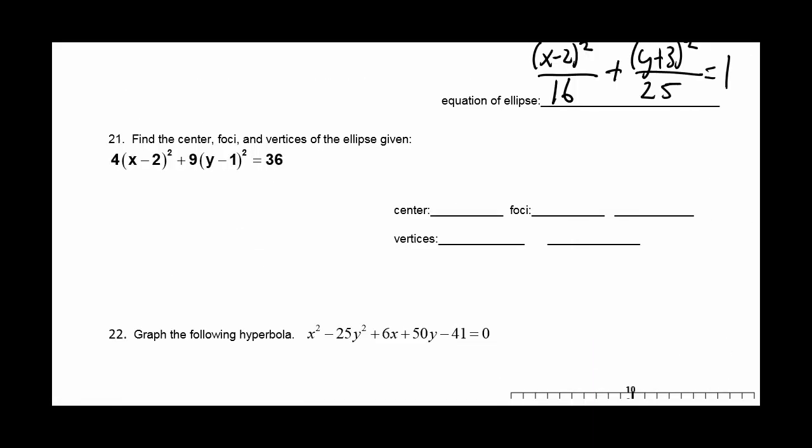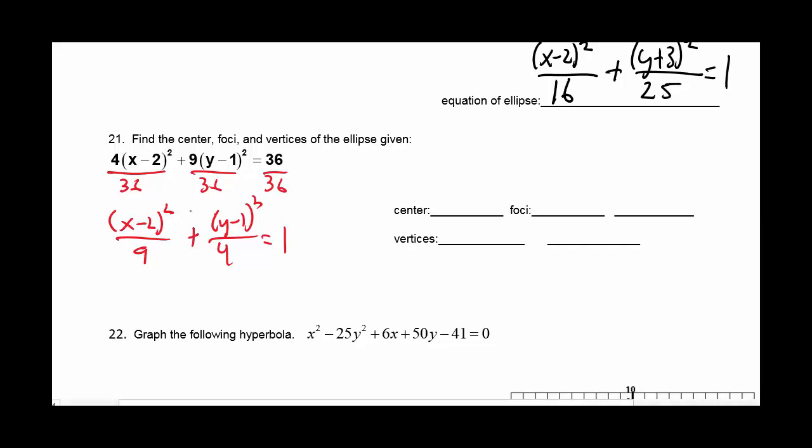First task in 21 is to put it into correct form, so I need to divide by 36. And so I get (x - 2) squared over 9 plus (y - 1) squared over 4 equals 1. Okay, so first task, let's find the center. The center, looking at the parentheses, is just the opposite of what I see. So the x part is 2, so it's (2, 1) is my center.